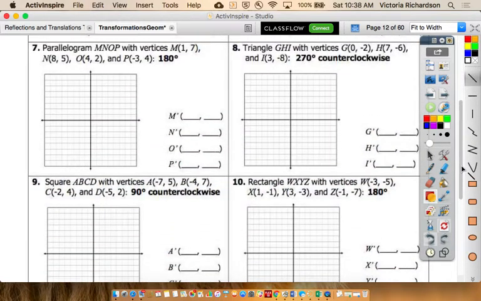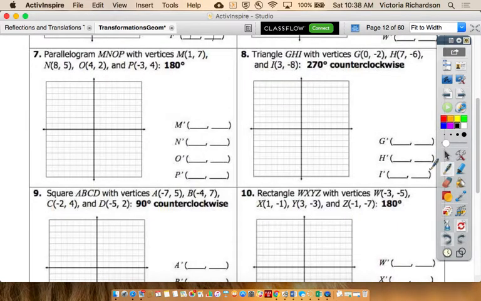Let's do number 7, the parallelogram. So I have M, and I'm going to rotate that 180 degrees. So that means I'm going to change all of my signs. So if I have an X and a Y, it's going to become the opposite of X and the opposite of Y.